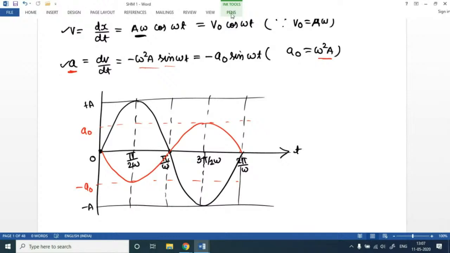And if we wish to plot the velocity, velocity's expression is v naught cos omega t. So its amplitude of oscillation is nothing but it will be oscillating between plus v naught to minus v naught over here. Okay, and it is represented by cos function, so its graph will look something like this.